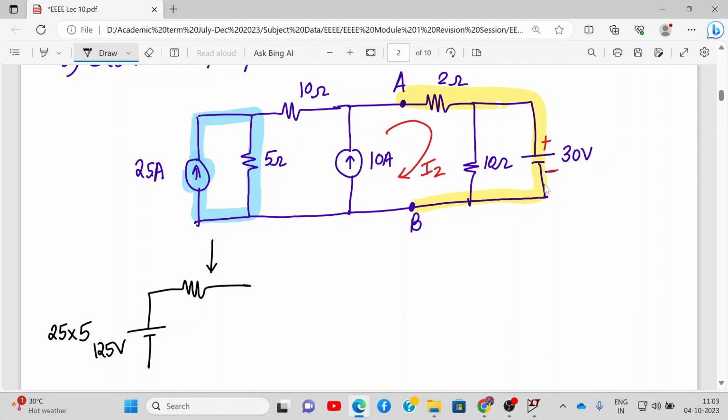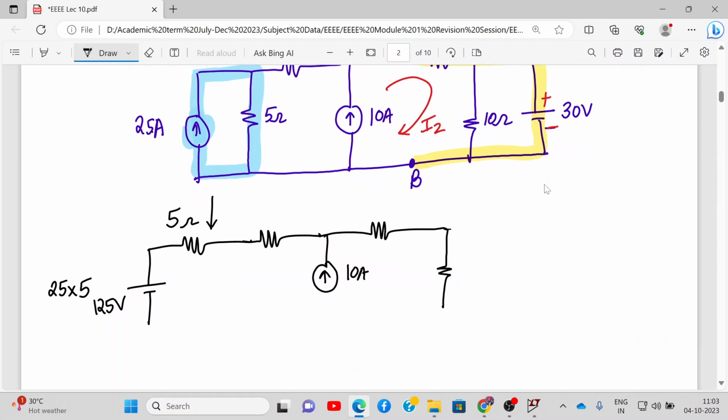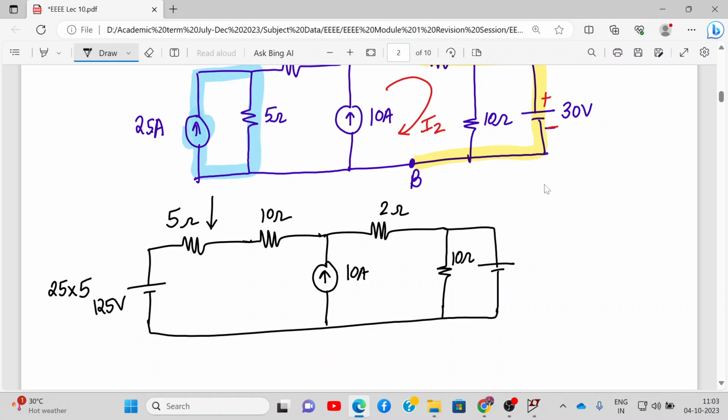And it will be replaced with a series resistance of 5 ohms. Let me add over here, this is 5 ohms. Then we have another 10 ohm resistance, then a current source of 10 amperes. The remaining part of the circuit remains the same. This will be 30 volt. Then do the connections over here. This will be 10 ohms, 2 ohms, 10 ohms, and 30 volt.